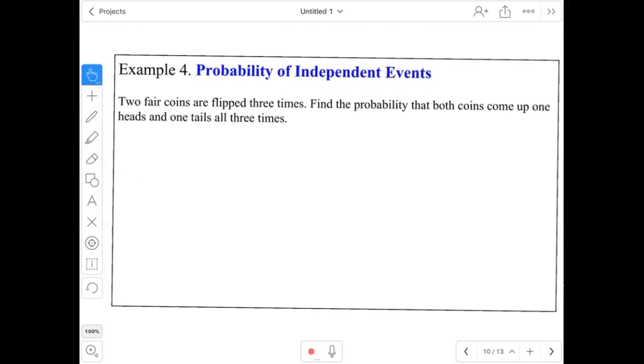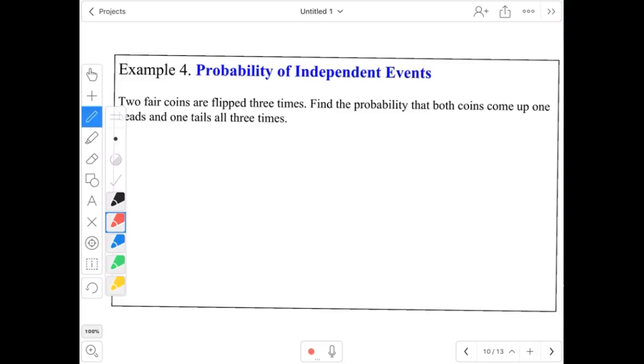Like here. Great. So here we have 2 fair coins flipped 3 times. Find the probability that both coins come up heads or come up 1 heads and 1 tails all 3 times. Because if I flip 2 coins, those are going to be independent events. One coin isn't going to affect the fact that the other one would get something else. So it's either going to be heads or tails.